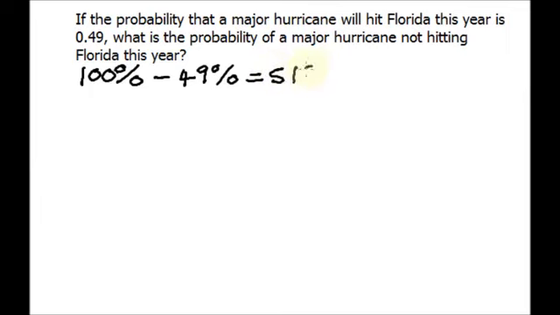That gives me 51%. If you don't want to deal with percentages, instead of 100%, we could just say 1. And then we can subtract the decimal 0.49. And that will give you 0.51.